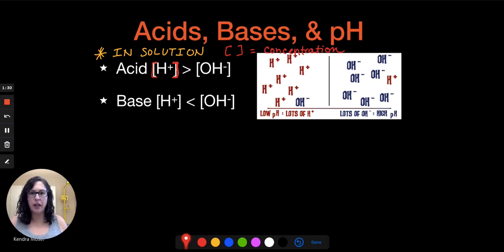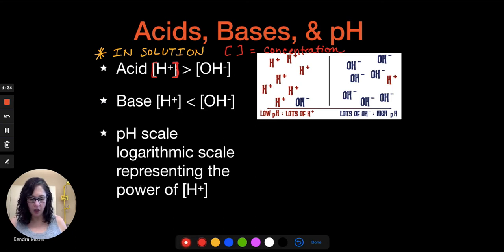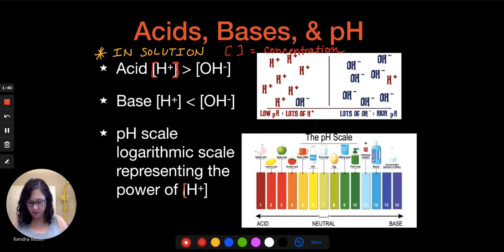And we also have this pH scale which helps us to be able to measure this. With the pH scale, it's a logarithmic scale and it's looking specifically at hydrogen ion concentrations. And so if it has a low pH, that's an acid. If it has a high pH, that's a base. And then in the middle of those, it is neutral, and so 7 would be neutral.